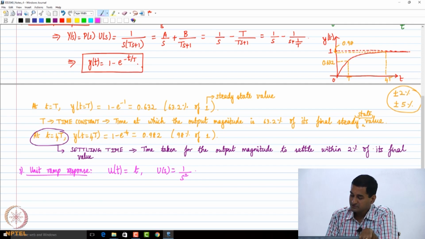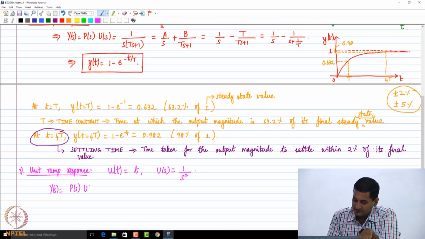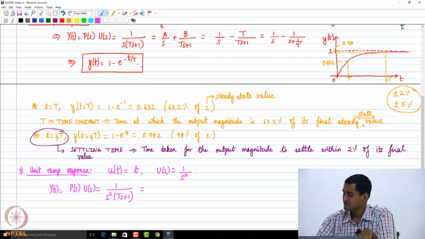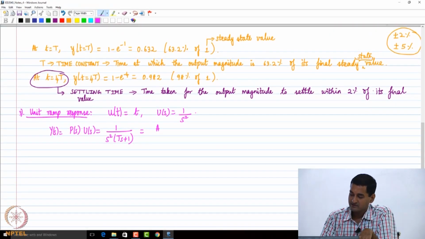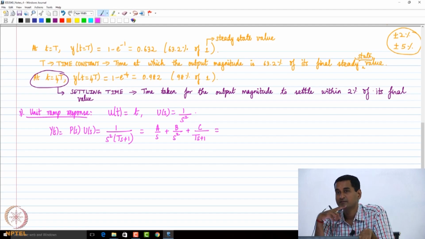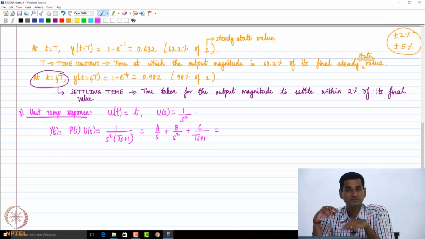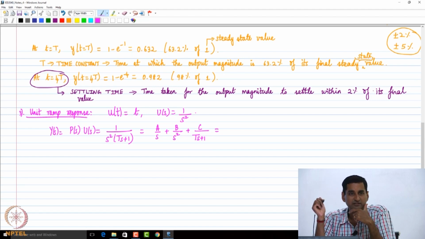So unit ramp response means U of t is t, U of s is 1 over s squared. So Y of s is going to be equal to P of s times U of s. That's going to be 1 divided by s squared times (Ts plus 1). So what is the partial fraction expansion of such a factor? A divided by s plus B divided by s squared plus C divided by (Ts plus 1). And what can you calculate? What are the values of A, B and C?